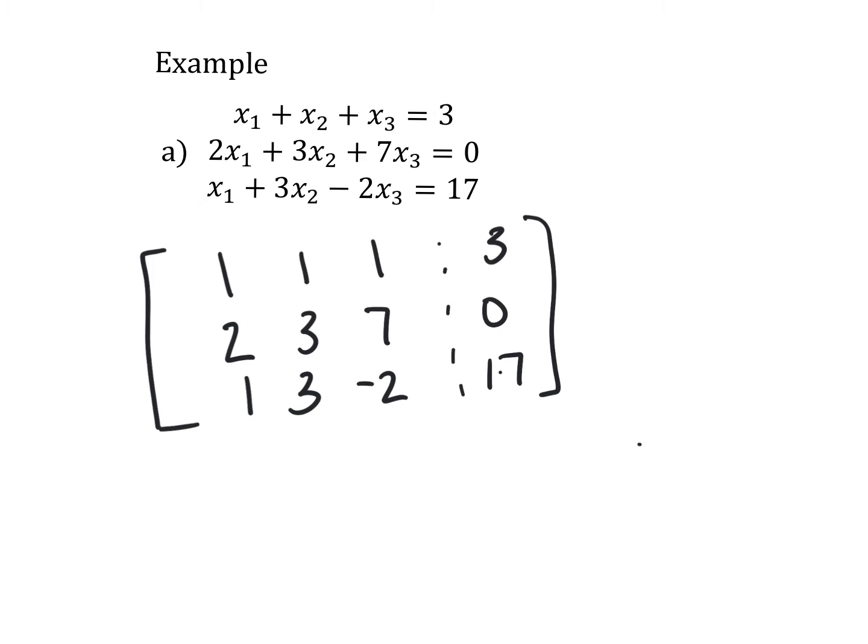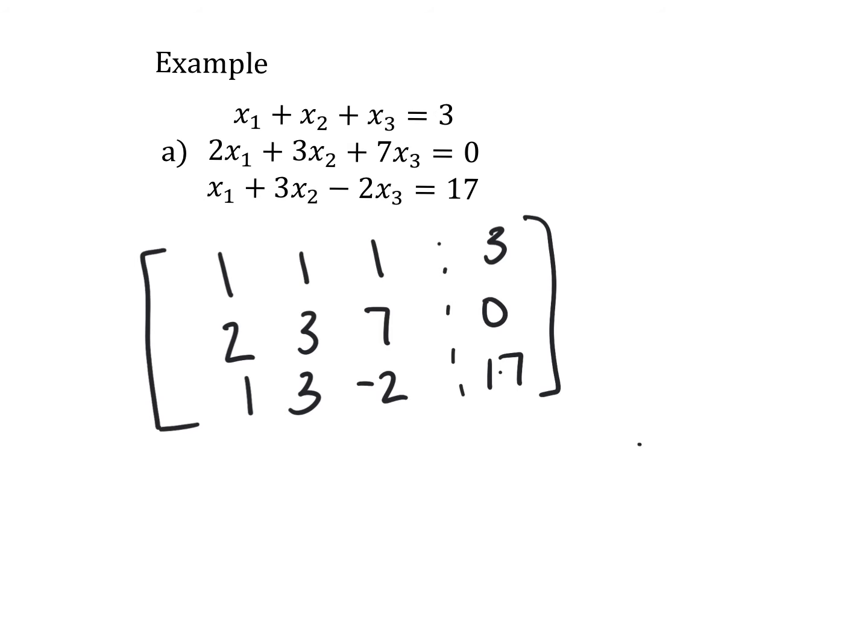Now, the goal is to get ones along the diagonals and zeros everywhere else, right? Look at your first row. Do you have a 1 on the diagonal? Yes or no? Yes, we do. So let's try to get zeros beneath it now, right? Y'all got that? Let's get a 0 beneath it.